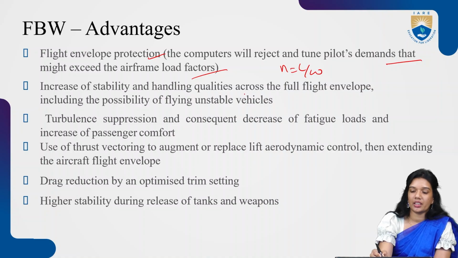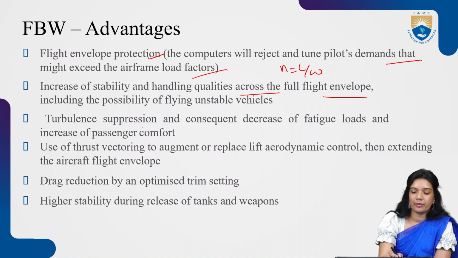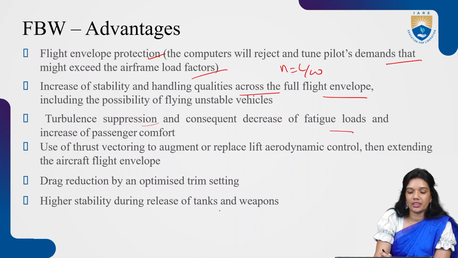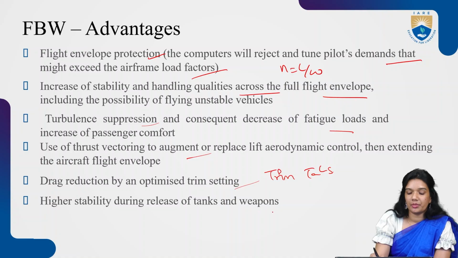With the increase of stability and handling qualities across the full flight envelope, including the possibility of flying unstable vehicles, right? The turbulence suppression and the decrease of fatigue loads, right? And the thrust vector augmentation, right? Extending the aircraft flight envelope, drag reduction by an optimized trim setting. So we do have trim tabs here. We discussed this, right? Trim tab or tuck phenomenon it is called, right? So trim tabs are there. Higher stability during the release of tanks and weapons.